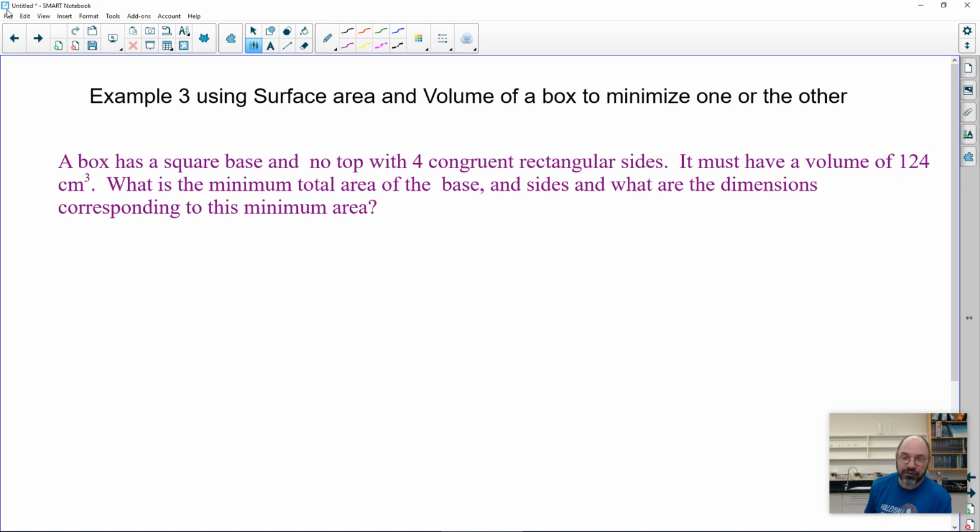Okay, so this is using surface area and volume. So sometimes you get the surface area and you have to maximize or minimize the volume. Sometimes you get the volume, like this case, and you have to minimize the surface area. So it says a box has a square base, no top, and 4 congruent rectangular sides.